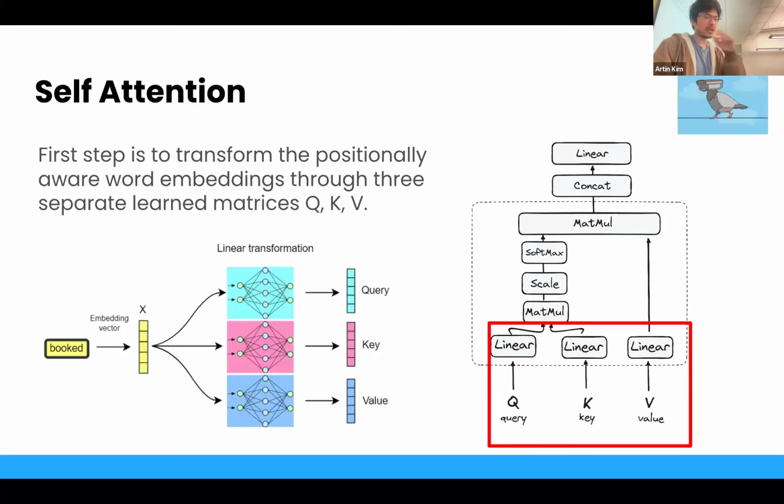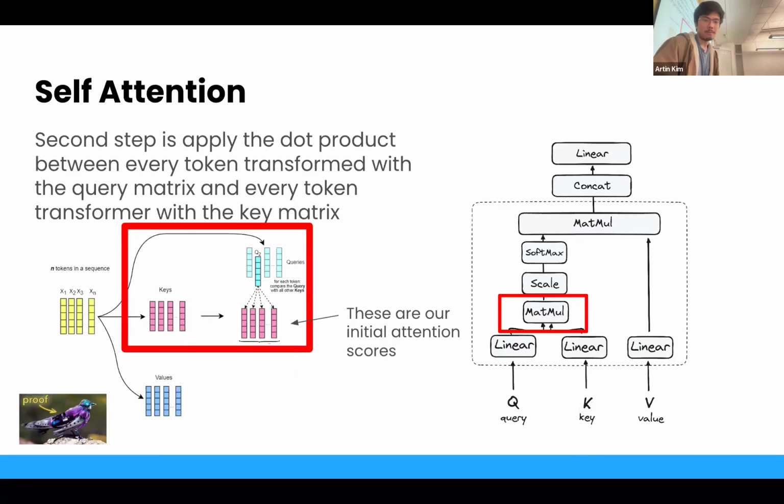The main idea is that we have some word, right? Let's say it's "booked." And what we do is we turn it into an embedding. We turn all our tokens into these vectors. Then from these vectors, we pass them through 3 different neural networks: a query network, a key network, and a value network. Just imagine this as our embedding vector, and we transform it in 3 different ways.